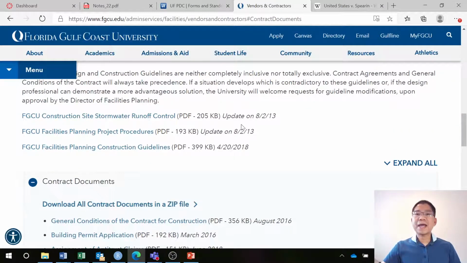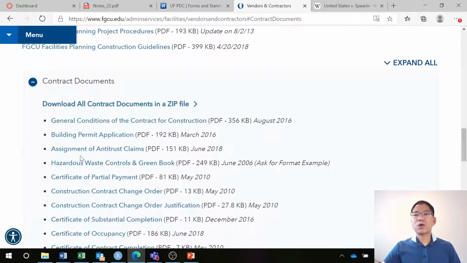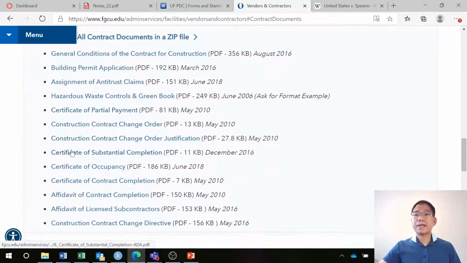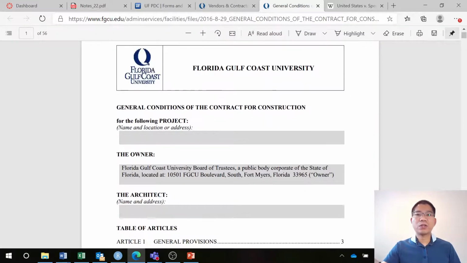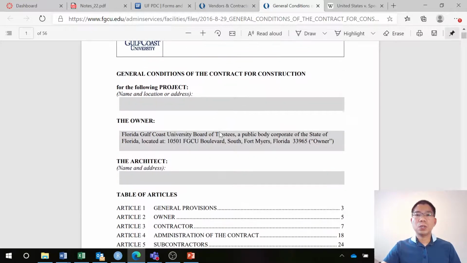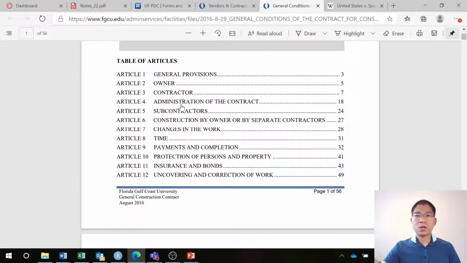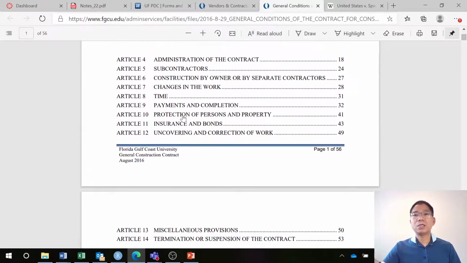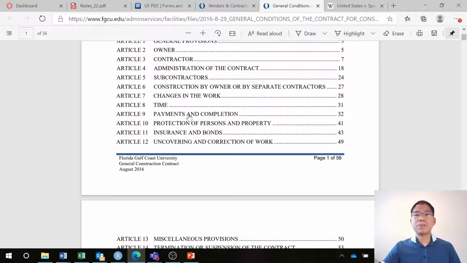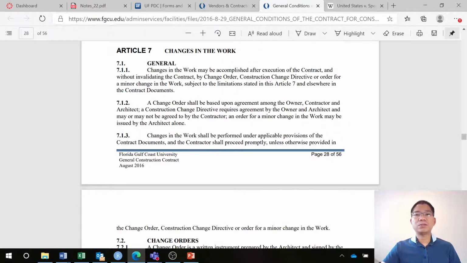Then I just go back to the FGCU facility planning website. You have the contract documents. You have the general conditions of the construction contracts, which apply to all the FGCU work with owner, contractor, subcontractor, payment, and completion, so you can see what we are talking about here. Payment and completion is one of the red flags. Changes in the work is the other one, you see that.